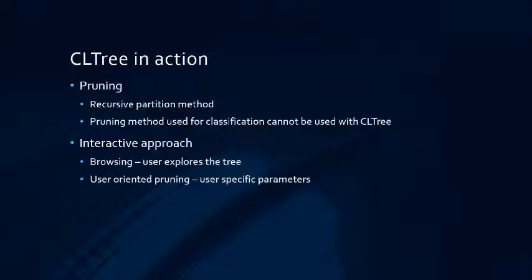Since clustering is good or bad depending on the application and the user's judgment, Liu et al. use subjective measures for pruning, in which there are two interactive approaches. One is browsing, where the user explores the tree to find meaningful clusters, any cluster that makes sense to them. The second is user-oriented pruning, where users specify two parameters. One is the minimum number of Y points that a region must contain, and the other specifies whether an N region should join an adjacent region to form a bigger cluster region.